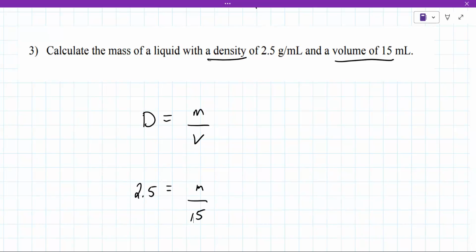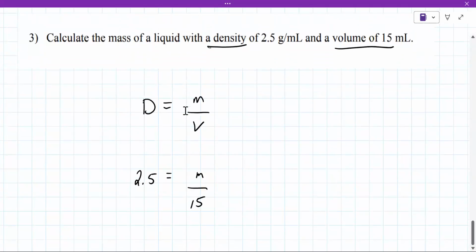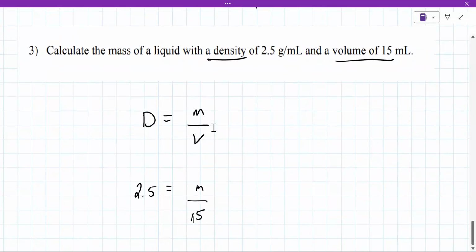You have to divide. What did we do in these two problems? You should just multiply. 2.5 times 15. Okay, what is the final answer for mass with the correct units? 37.5 grams milliliters. Milliliters is for volume. What units? Grams.